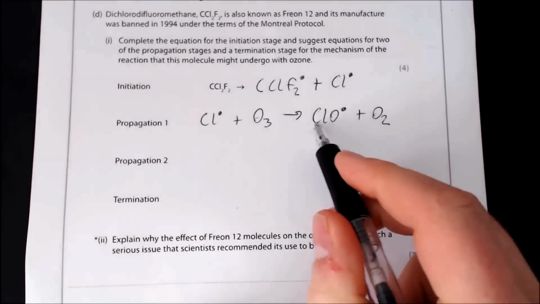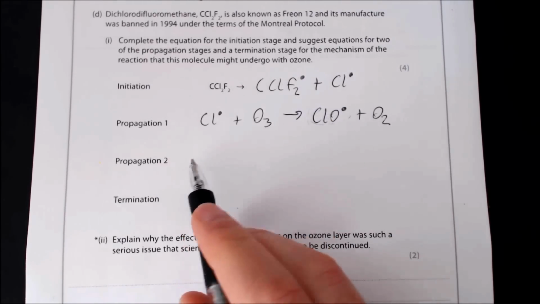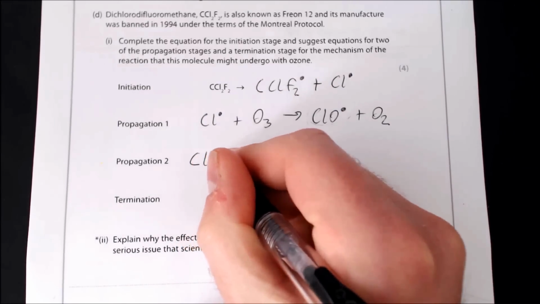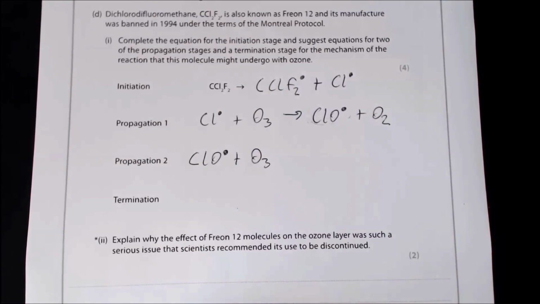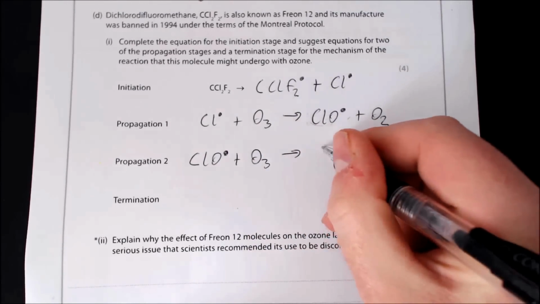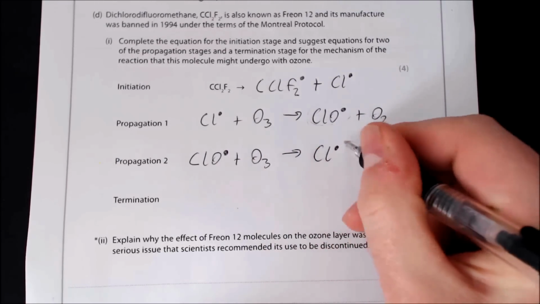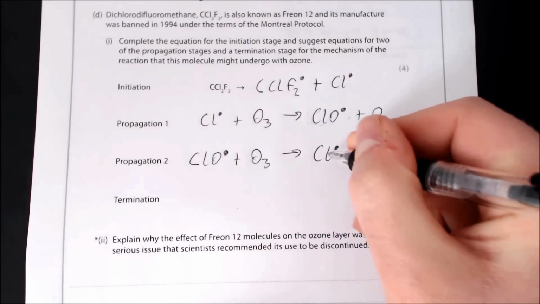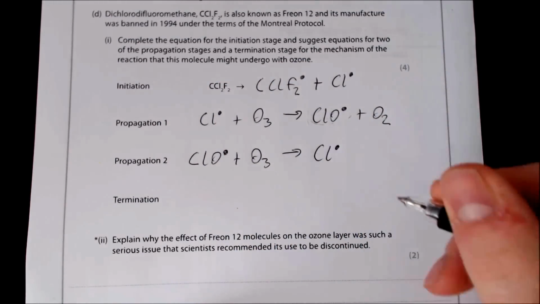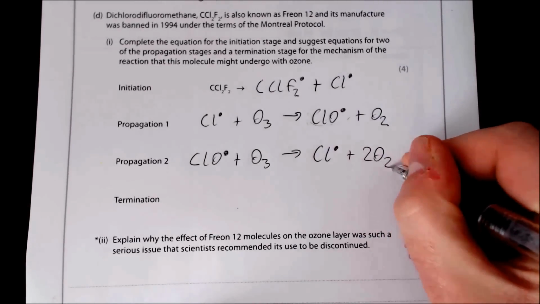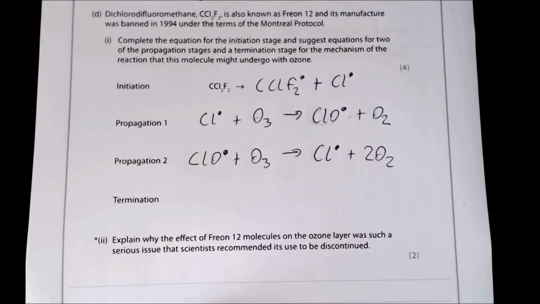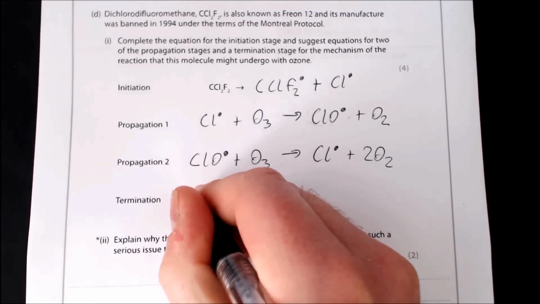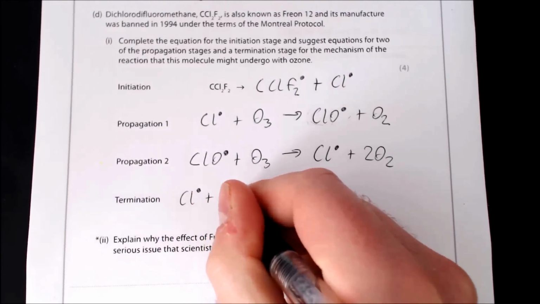And again, we take the radical from the product, bring it down here, and this is for the second propagation step. That's going to be ClO dot. That's going to react with more ozone, and that's going to form again Cl dot. The radical produced here must be a reactant in the first propagation step, so that's a check there. So it must be ClO dot, and then what's left is 2O2. So in total, you produce 3 molecules of oxygen and use 2 molecules of ozone, and this is the degradation of it. Termination step, there's loads of steps here. You can just pick any 2 radicals and just react them together.